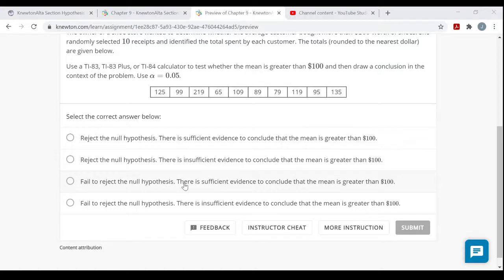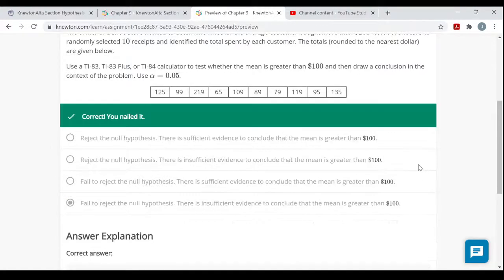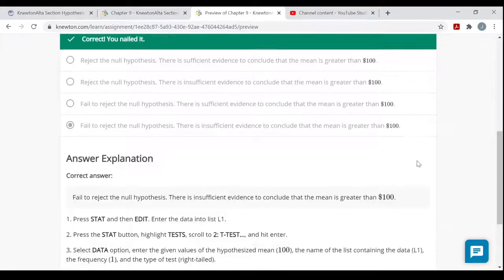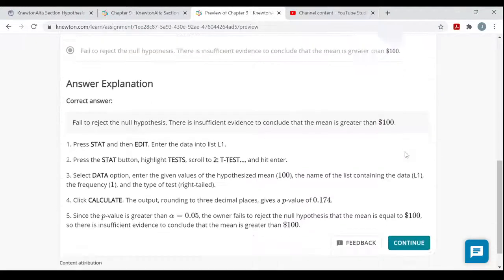And let's see, is there sufficient evidence to conclude that the mean is greater than 100? No. I just said we're not supporting it. This is saying there is enough evidence to say that the mean is greater than 100. That was the alternative hypothesis. It's this statement then. Fail to reject the null. There is not enough evidence. Insufficient evidence to conclude that the mean is greater than 100. Wonderful. Again, based on this sample of data that we were given.